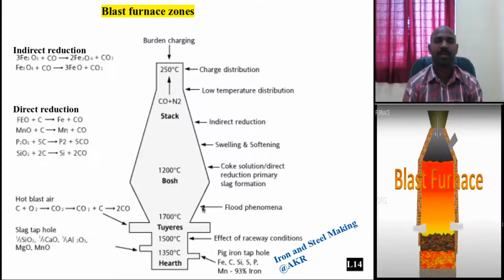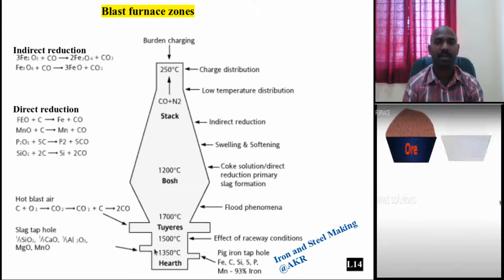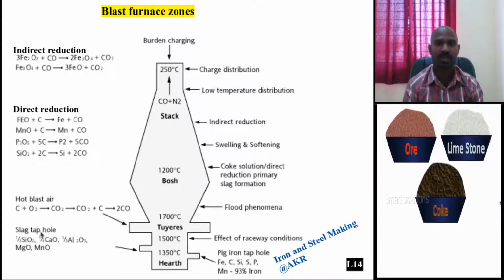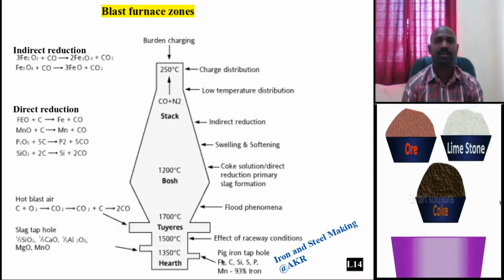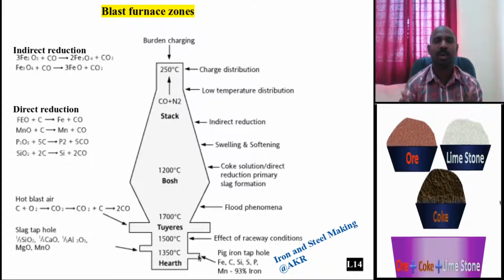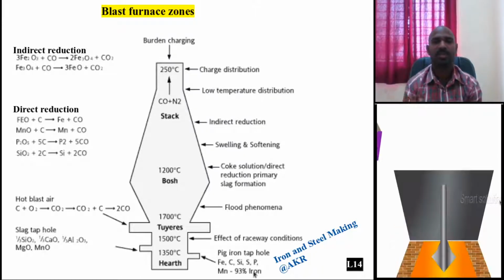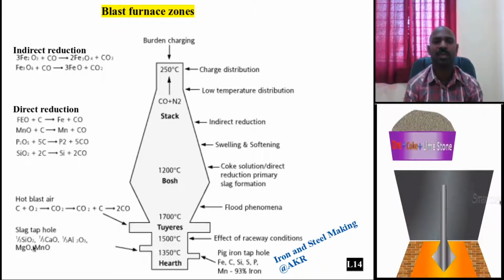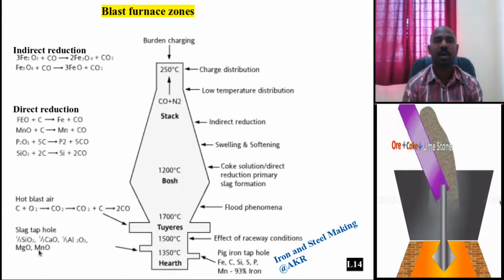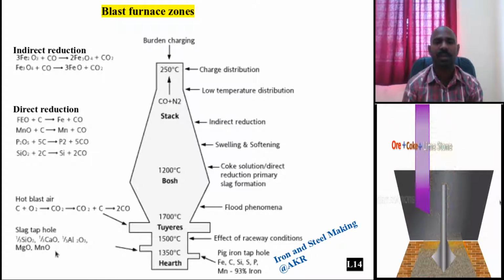And this liquid form of slag and molten metal is separated using the tap holes: slag tap hole which is above, and pig iron tap hole which is below. Pig iron is composed of iron, carbon, silicon, phosphorus, sulfur, manganese, rest is iron. And slag consists of SiO2, CaO, Al2O3, MgO and MnO.